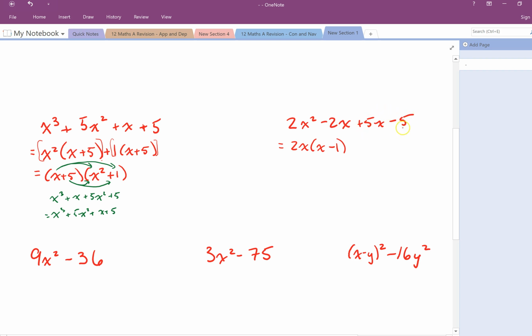Let's look at this one. What's the common factor here? Well, I know I need a negative 1 here, so I'm going to factor out positive 5. That's going to give me a bracket of x minus 1, because 5 times x is 5x, positive 5 times negative 1 is negative 5. So now we've got the common factor of x minus 1, and we multiply that by 2x plus 5. That is grouping.